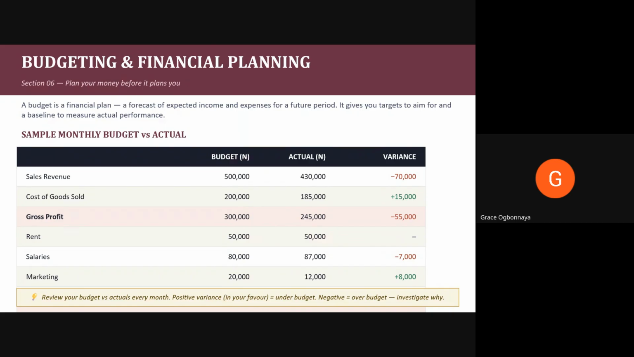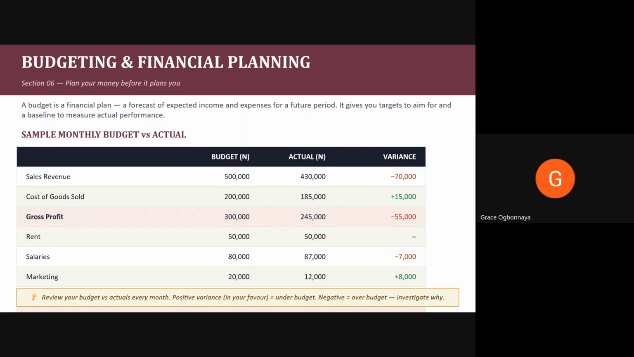So you need to set, okay, I want to realize 5 million naira worth of sales revenue in July. And to produce this 5 million, the expenses should not be more than 2 million. Then if you do 5 million minus 2 million, that means your gross profit is 3 million naira.